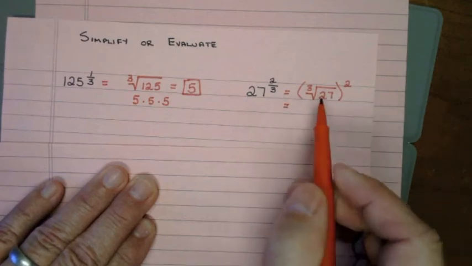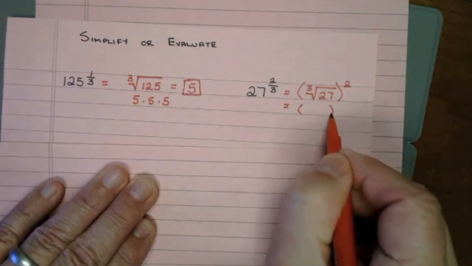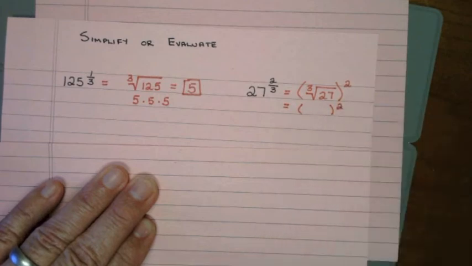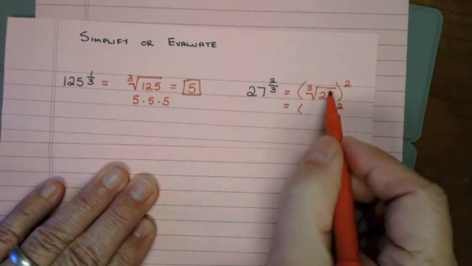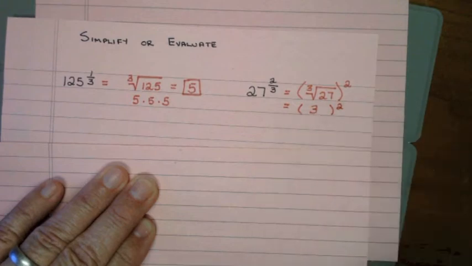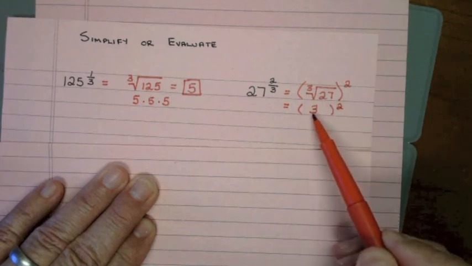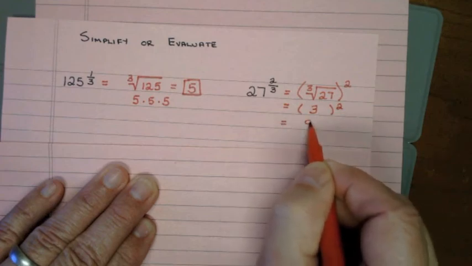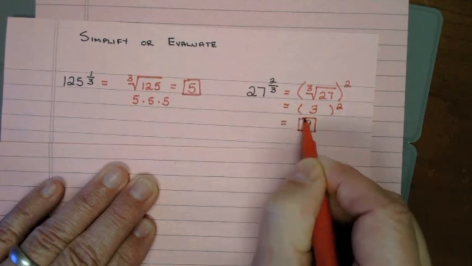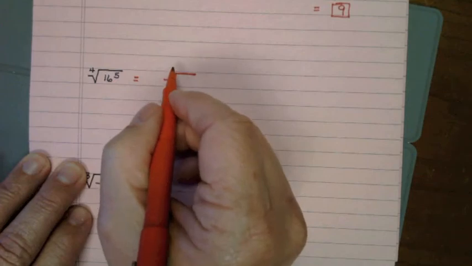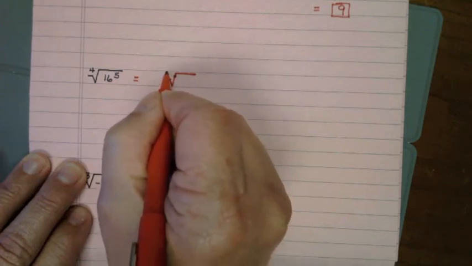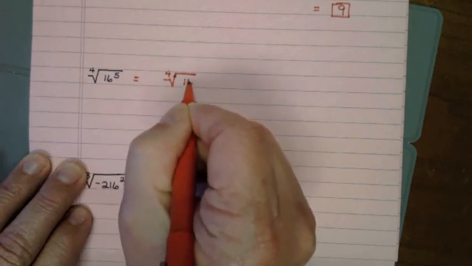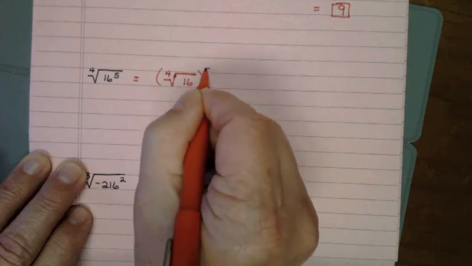So maybe I can find three numbers that are exactly the same that multiply together to give me 27, and that will be 3. So inside here, I put 3, because 3 times 3 is 9, times 3 is 27. So the cube root of 27 is 3. Now I simply square that. 3 squared is 9. This one's already in radical form. The only thing I'm going to do is change where the exponent is located.